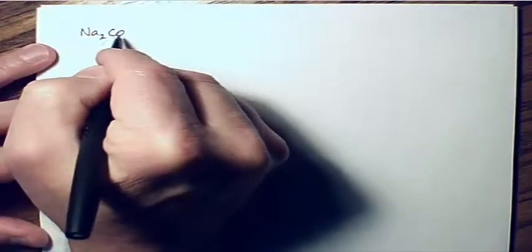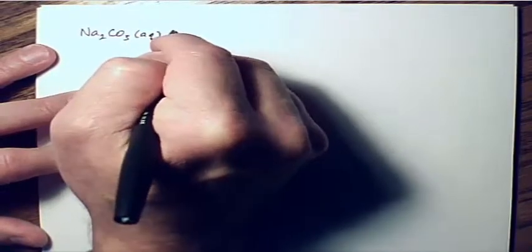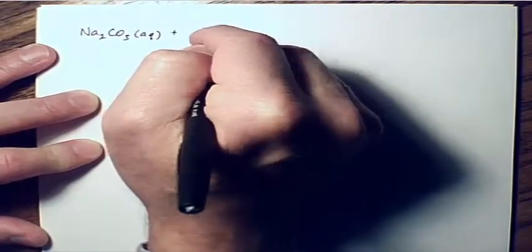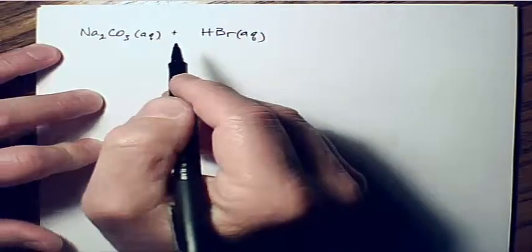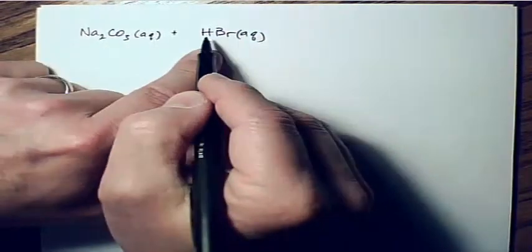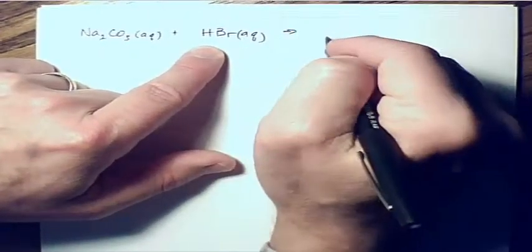So if we're reacting sodium carbonate with hydrobromic acid, sodium carbonate is Na2CO3 because sodium has a 1 plus charge and carbonate has a 2 negative charge. That's what it takes to balance that. And we're reacting that with hydrobromic acid, that's HBr. That's going to be aqueous. Sodium compounds are always aqueous. Strong acids anyway are almost always aqueous.